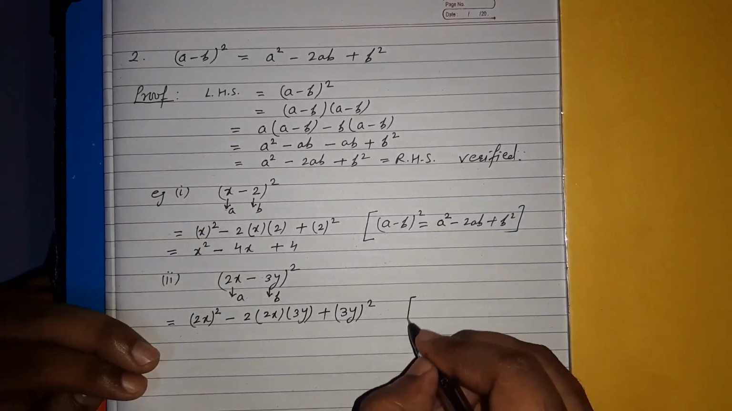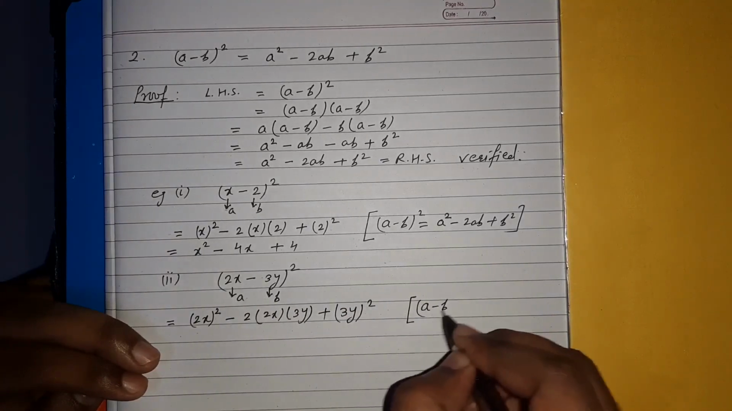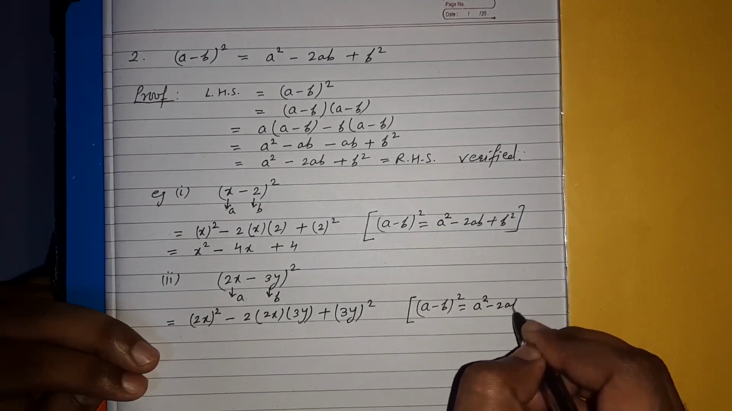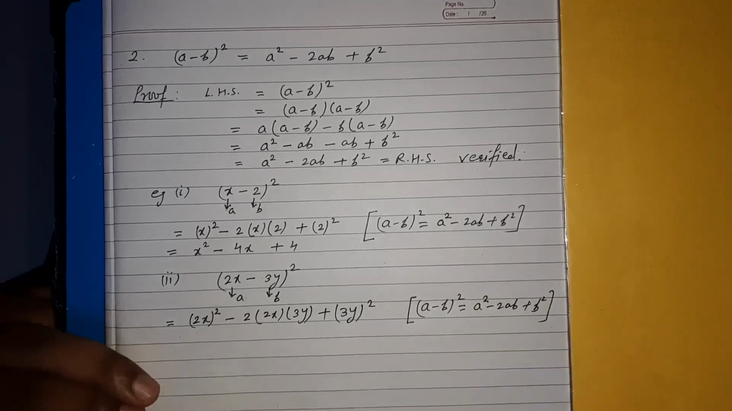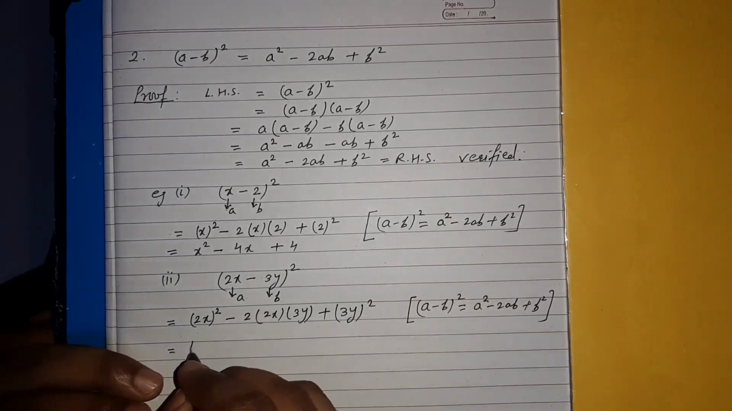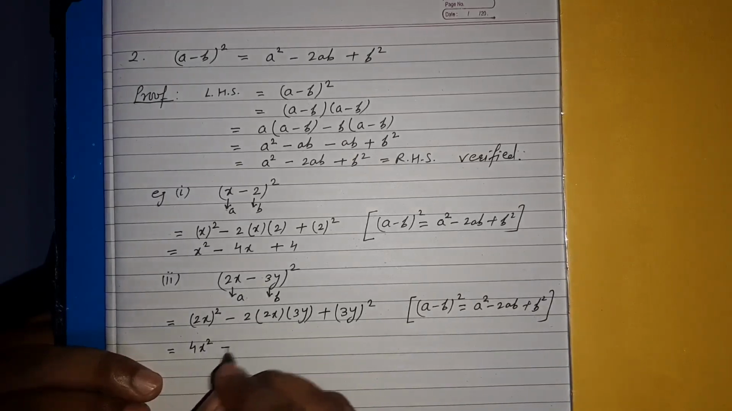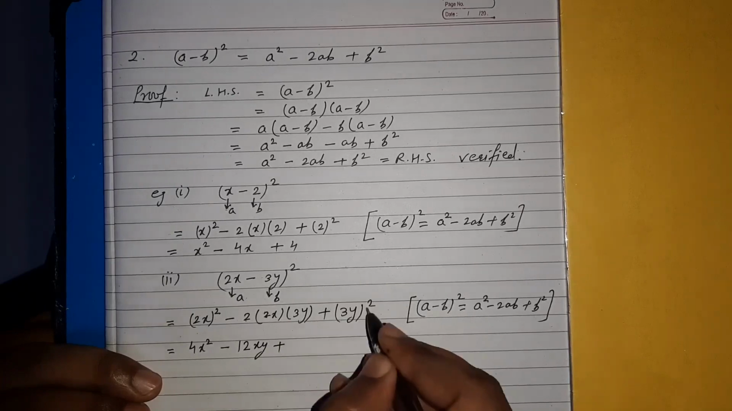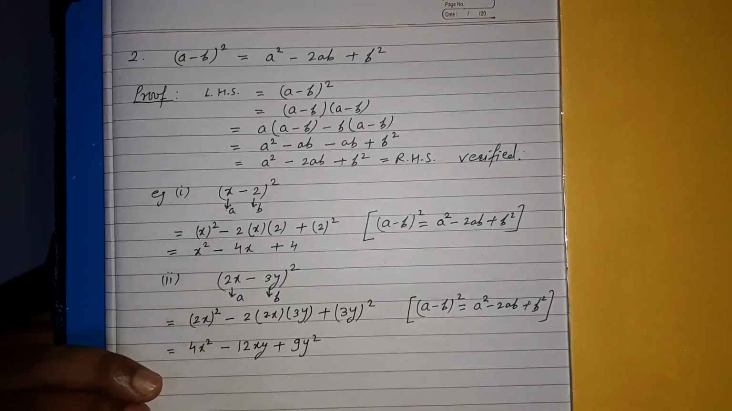And we have used here the identity (a minus b) whole square, so we can write here, okay, (a minus b) whole square is equal to a square minus 2ab plus b square. Okay, now we will simplify these brackets. So 2 square is 4 and x square is x square. So it will be 4x square minus 2 times 4 times 3, 12, and x multiplied by y, xy. And here 3 square is 9 and y square is y square. So 4x square minus 12xy plus 9y square is the expansion form.